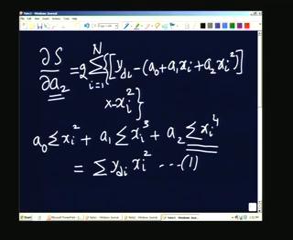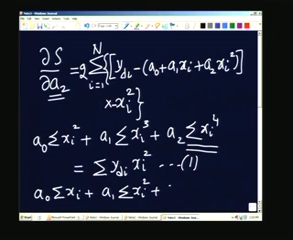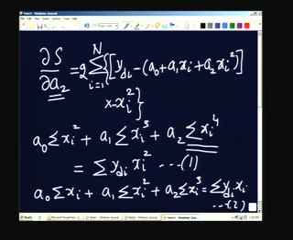So, by recapitulating what we did earlier, we can simply write the next 2 equations, and I would like the student to find out how to get them. So, the next equation will be a naught sigma xi plus a1 sigma xi squared plus a2 sigma xi cube is equal to sigma yi xi. I can call this equation number 2.